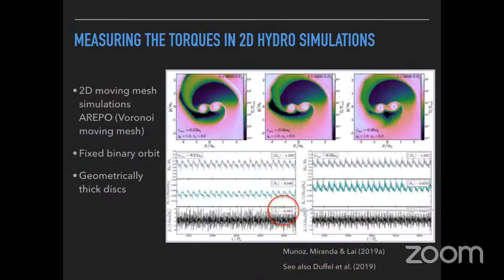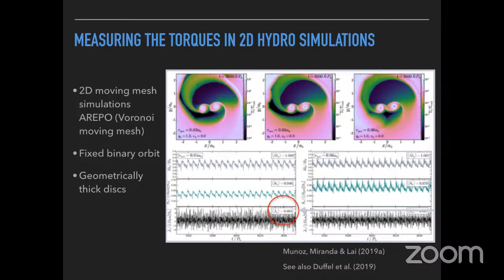This picture was recently challenged by 2D hydro simulations. We're talking about pure hydro simulations, so no MHD, no GR. This is an example of them, a paper by Munoz in 2019, showing the results with the 2D moving mesh code Arepo. They fixed the binary orbit and they considered a geometrically thick disk, so we are talking about H over R of 0.1, with H being the thickness of the disk.